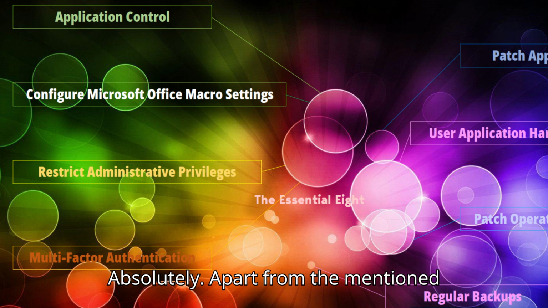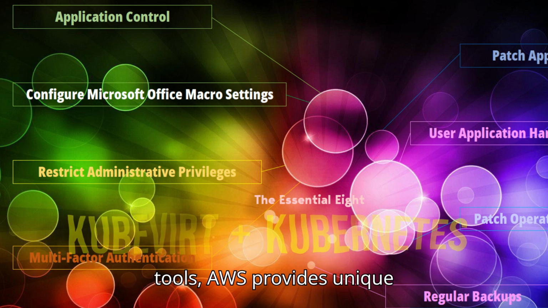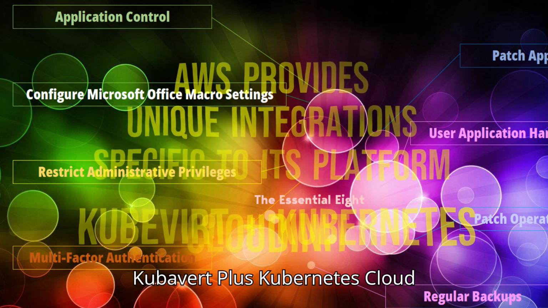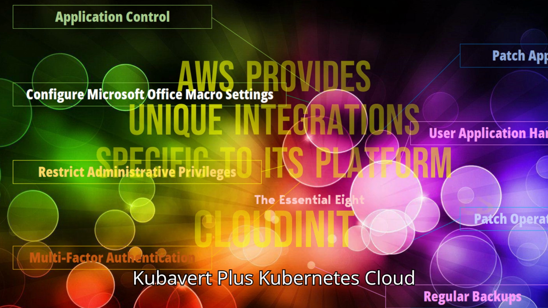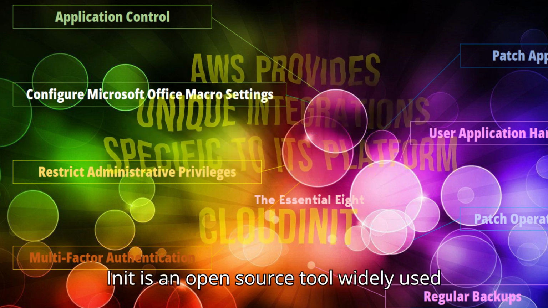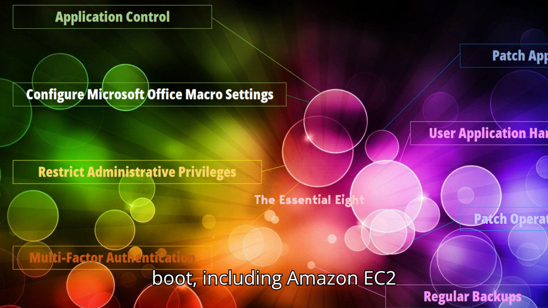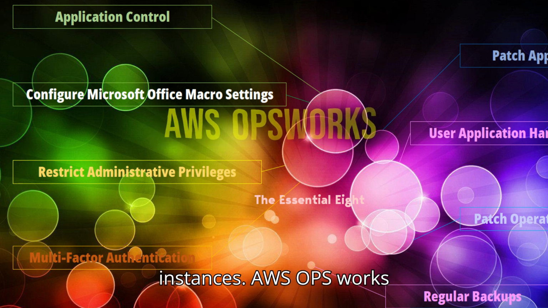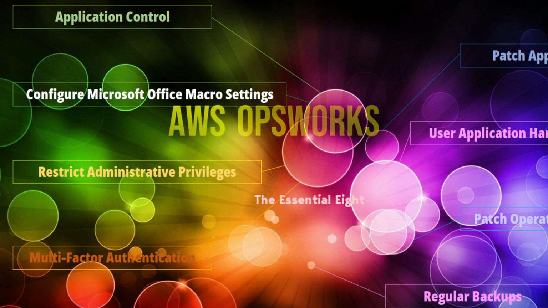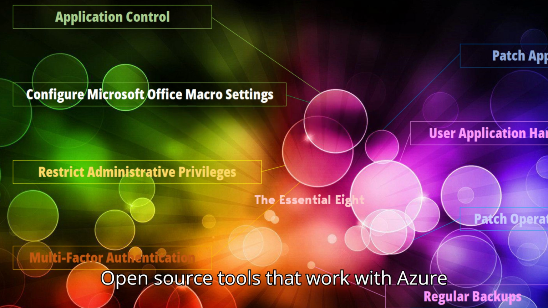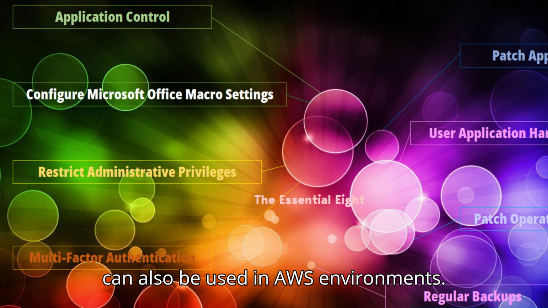Absolutely. Apart from the mentioned tools, AWS provides unique integrations specific to its platform. KubeVirt plus Kubernetes. Cloud-Init is an open-source tool widely used to configure cloud instances at first boot, including Amazon EC2 instances. AWS OpsWorks, based on Chef or Puppet. Open-source tools that work with Azure can also be used in AWS environments.